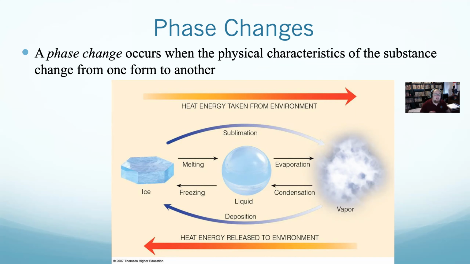A phase change occurs anytime we go from one type to another. If we go from a solid to a liquid, you melt. When you go from a liquid to a gas, you evaporate. When you go from a gas to a liquid, you condense. When you go from a liquid to a solid, you freeze. And you can always go the big jumps. Solid to gas is sublimation. Gas to solid is deposition. I'm never really going to talk about those.